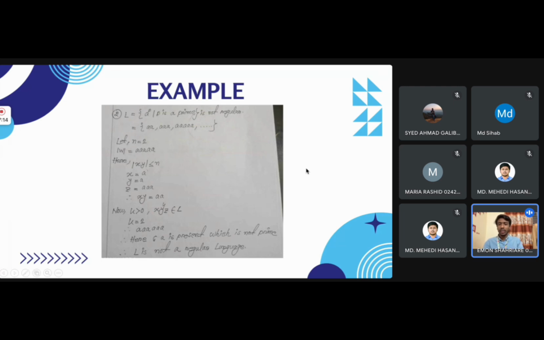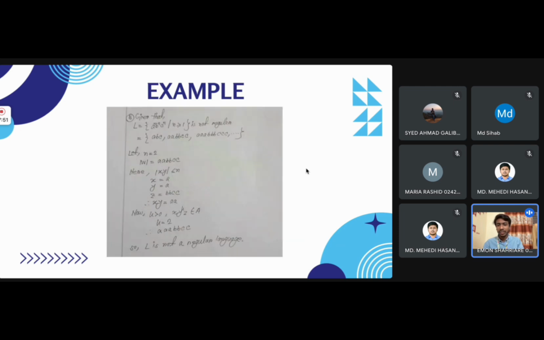Now we assume k greater than 0. Here x y to the power k, z belongs to L. Here k equals 2, and lastly we ensure that the answer is L is not a regular language. Here we get 5 plus 1, so 6 A's are present, which is not prime. So lastly we prove that L is not a regular language. Next slide, please.